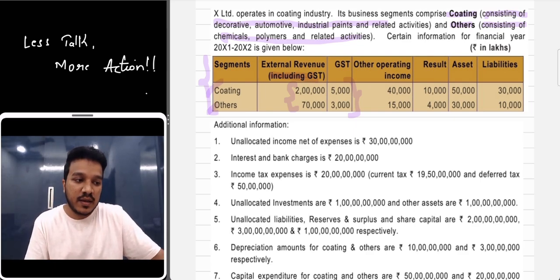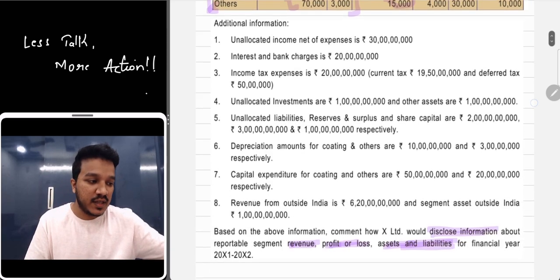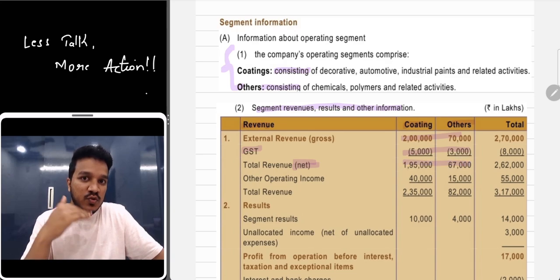ठीक है, जो यहाँ पे बैलेंस आ गया ना, उसको this information you will add, then you will get total revenue. Let's see the same thing in the answer. Okay, so external revenue, पहले उसमें से GST को हटा दिया 5,000 and 3,000, फिर आ गया तेरे को नेट. This is the net balance. उसको तू अदर ऑपरेटिंग इनकम ऐड कर दिया.